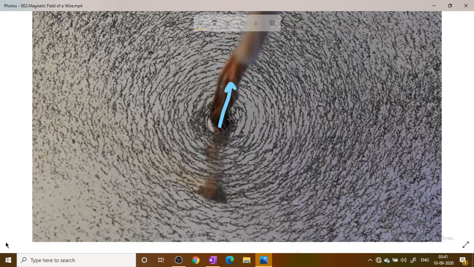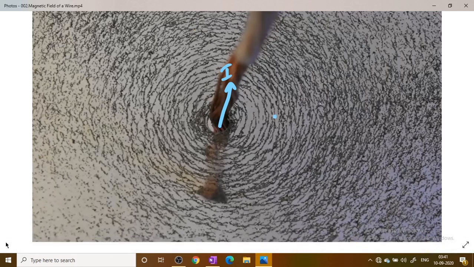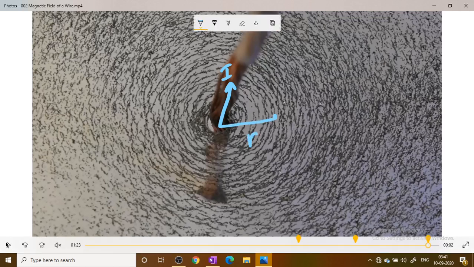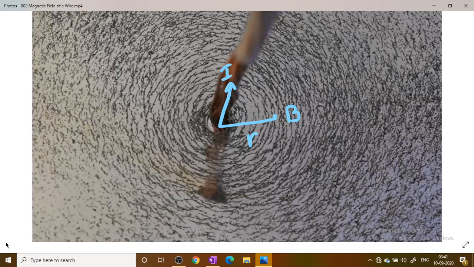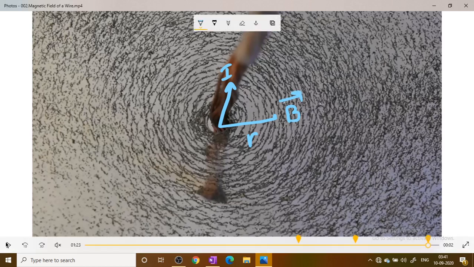So how are these circular patterns coming up? This circular pattern is the evidence of the presence of the magnetic field due to the current carrying wire. If I is the amount of current, at a nearby point at a distance of r, there is a magnetic field. We represent the magnetic field as B bar. It has magnitude and direction.